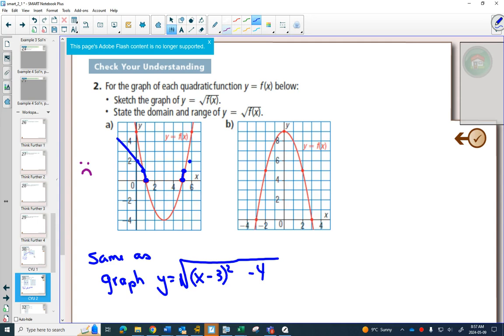And then this part will be below. Nothing in between 1 and 5, because our square root graph is negative there.